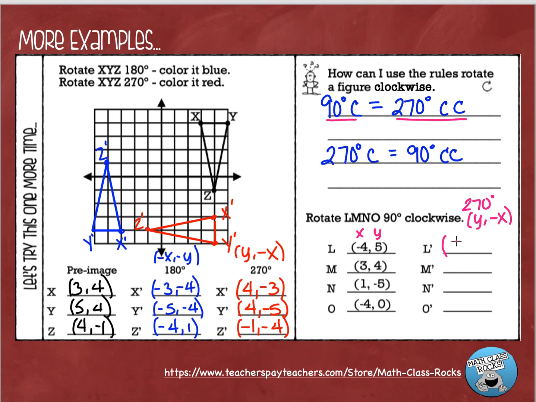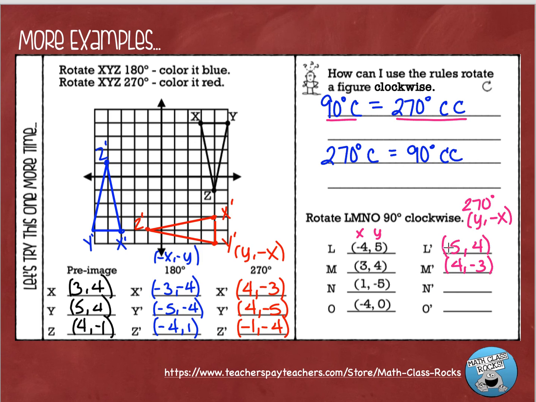Y is going to stay the same, there's my 5. The opposite of X would be the opposite of -4, and that is +4. For M, Y is going to stay the same, right? That's our first thing, 4. Then I need the opposite of X. Well, the opposite of +3 is -3.